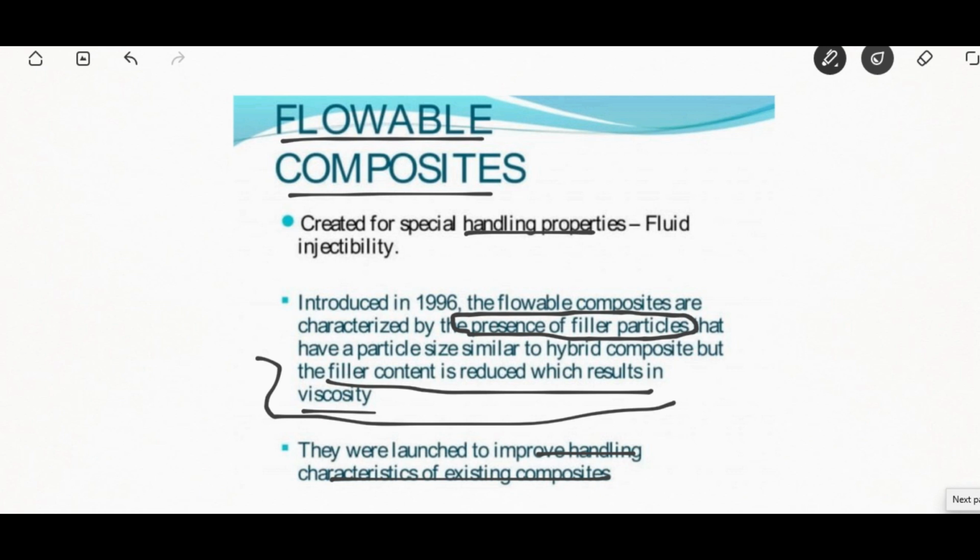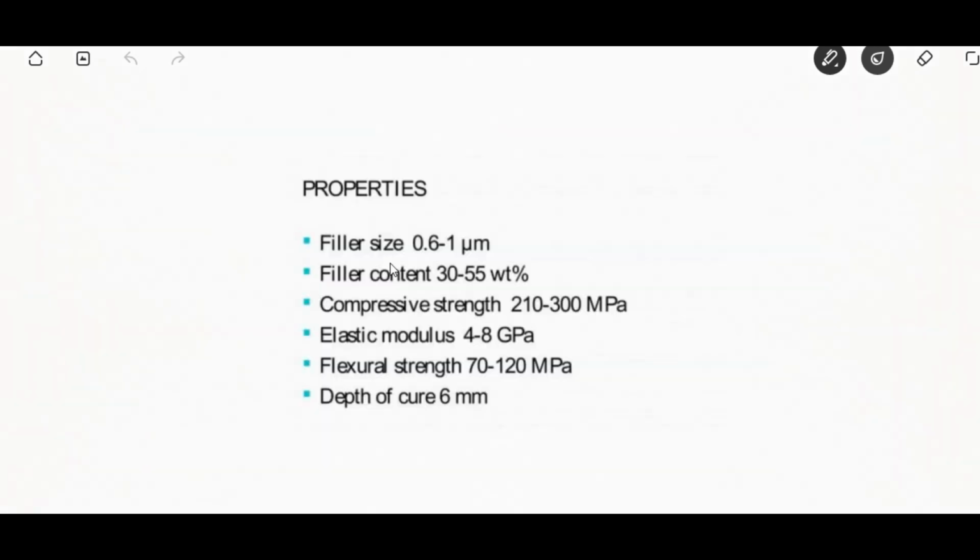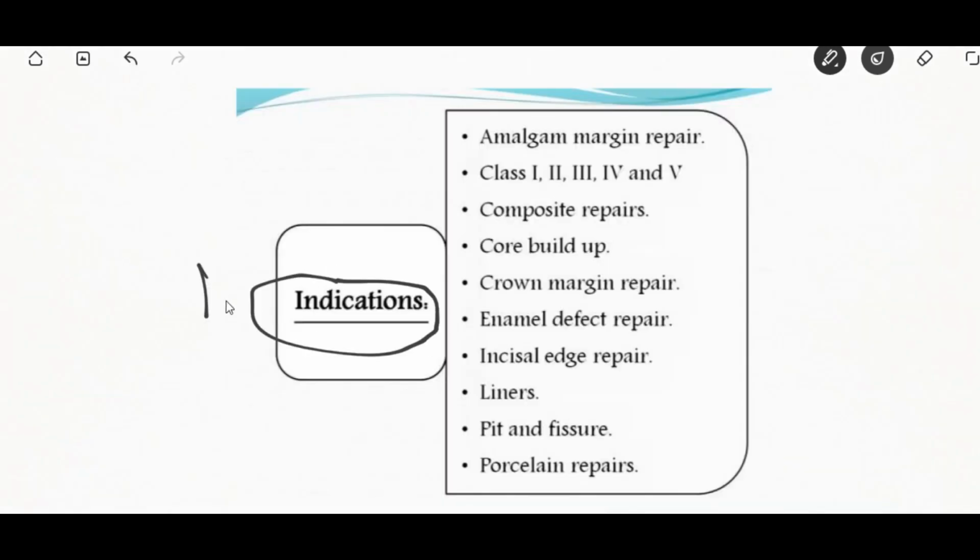So remember, they have a low filler loading that is responsible for their decreased viscosity, and that is why they can be injected into small preparations. So they are a good choice for pit and fissure restorations. The filler size is 0.6 to 1 micrometer. Filler content is 30 to 35% by weight. They are indicated in pit and fissure sealant, amalgam margin repair, class 1, 2, 3, 4 and 5 restorations, core build-up, incisal edge repair, enamel defect repair, etc.